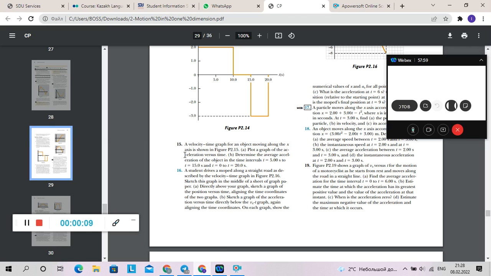First is the 15th question. A velocity-time graph for an object moving along the x-axis is shown in the figure on page 215. A. Plot a graph of the acceleration versus time. B. Determine the average acceleration of the object in the time intervals 5 seconds to 15 seconds and 0 to 20 seconds. Okay.